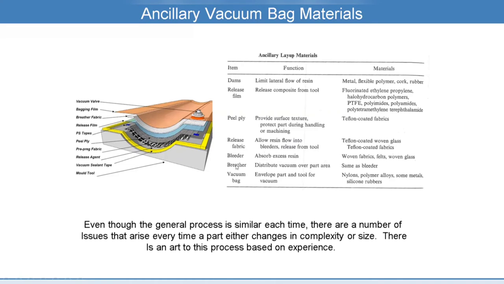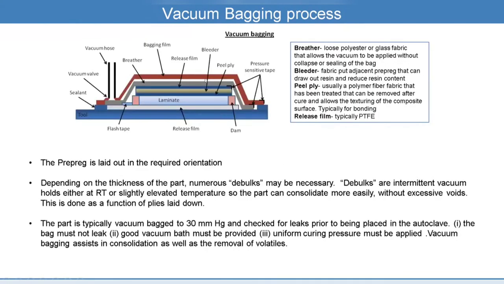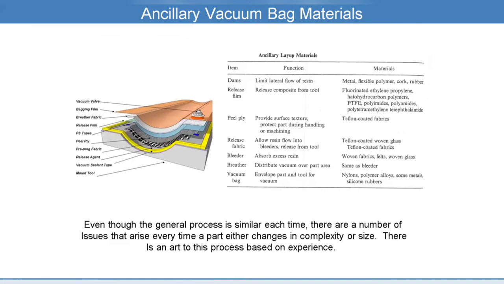I already discussed bleeder. It absorbs excess resin, and I showed it here. It's usually adjacent to the composite, and it usually is going to be woven fabrics, woven glass or something. Breather will distribute vacuum over the large part area. And then you have vacuum bag, which envelopes the part and tool for vacuum. And that can be a nylon or silicone rubbers.